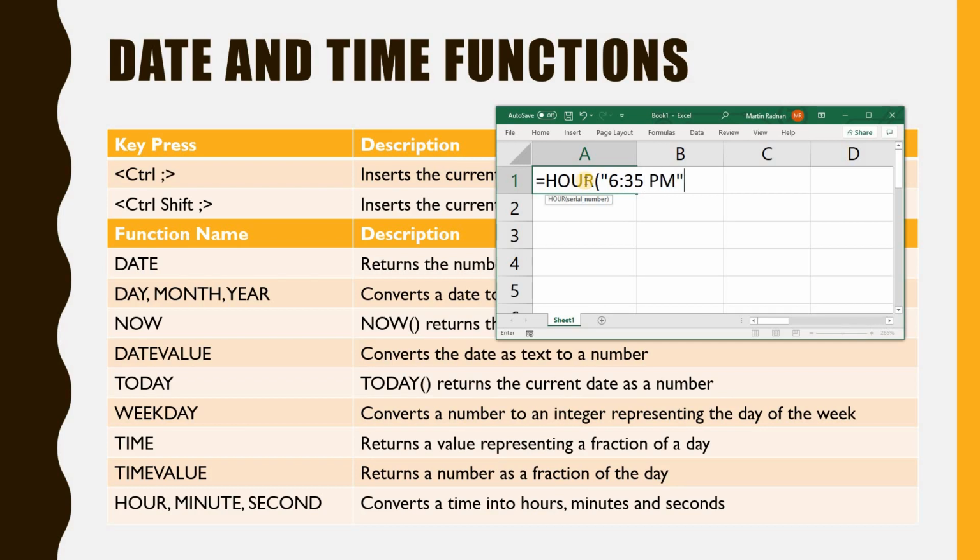Close the double quotes, close the bracket, press enter. This gives us an answer of 18 because on a 24-hour clock, 6 p.m., the 6 would mean 1800 hours.